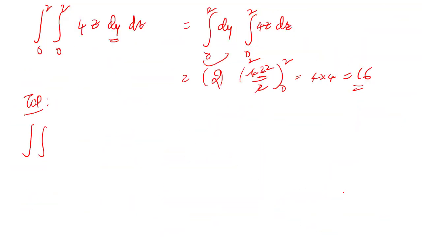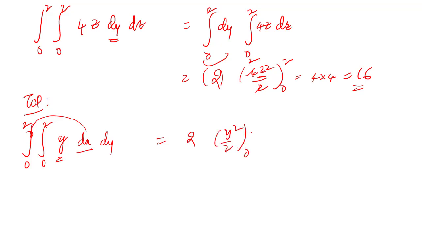So we have 0 to 2, 0 to 2, y dx dy, right? When you integrate dx here, you get 2, and when you integrate y, you get y squared by 2, and the limits of integration are 0 to 2, so I get 2 squared by 2, divided by half, 4 minus 0. So for the top face, we would get the answer to be 4.